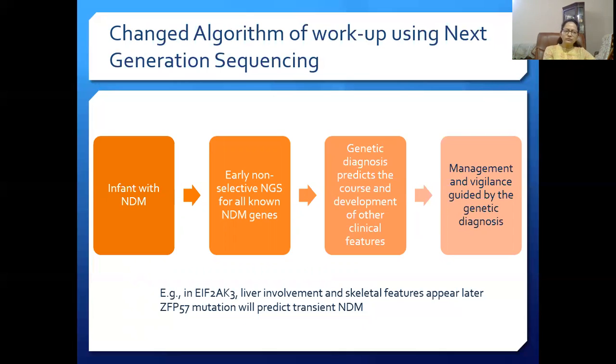So for example, if you do the test in a baby and you find an EIF2AK3 mutation, you will know that this baby is more likely to develop skeletal features. Remember that skeletal dysplasia is not very evident at birth. In most babies, the manifestation would actually come up after 1 year of age, with skeletal development abnormalities or growth retardation or liver involvement. So these features appear later. Similarly, if you have done a test and you find a ZFP57 mutation, then that is like, okay, this baby is likely to have a transient neonatal diabetes.